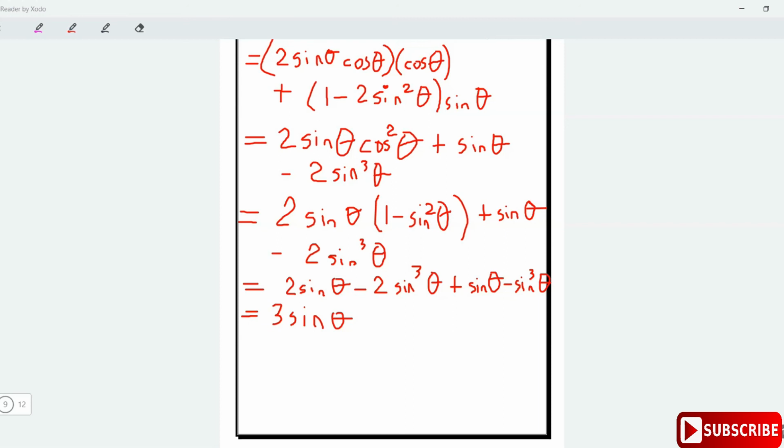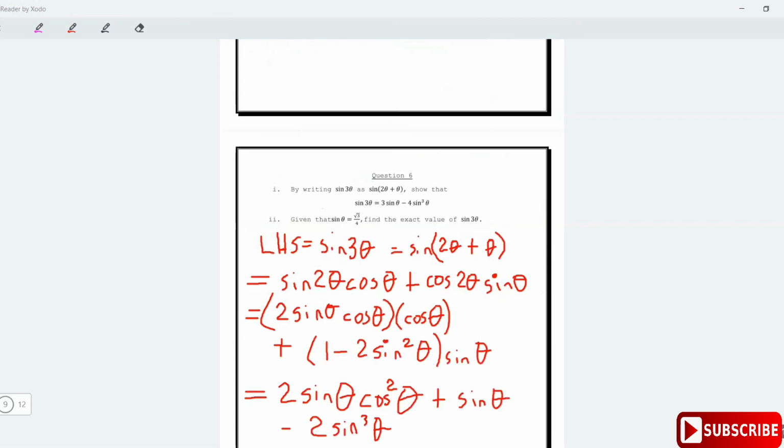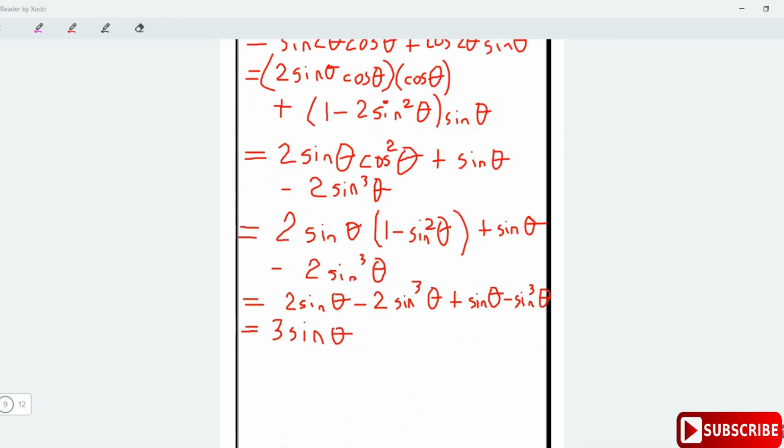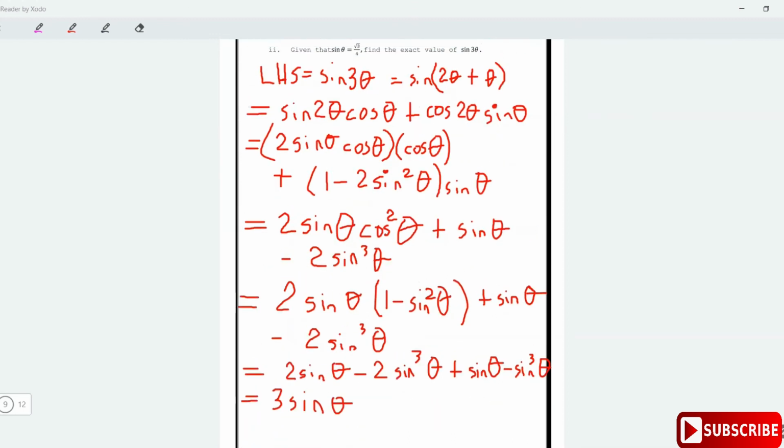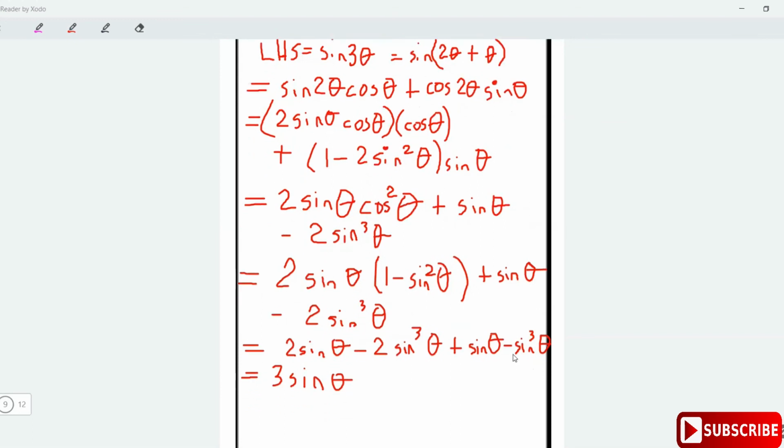Let's see, what are we supposed to get? We're supposed to get 3 sine theta minus 4 sine cube. Oh, this was minus 2 sine cube, coming from here, minus 2 sine cube. So we have our minus 2 sine cube minus 2 sine cube. That's now minus 4 sine cube. So now the proof is done. We get 3 sine theta minus 4 sine cube theta. And that's equal to your right-hand side, and the proof is finished.